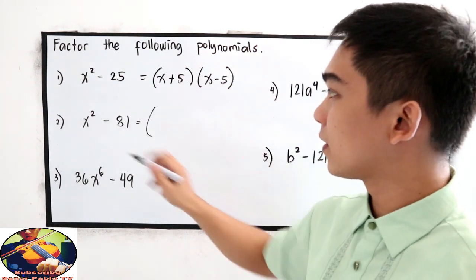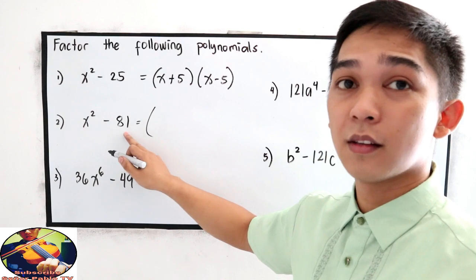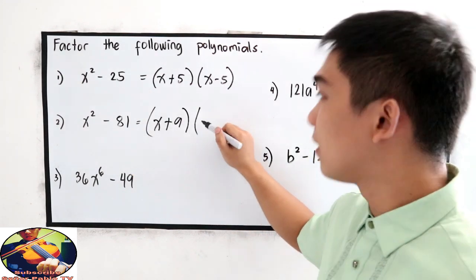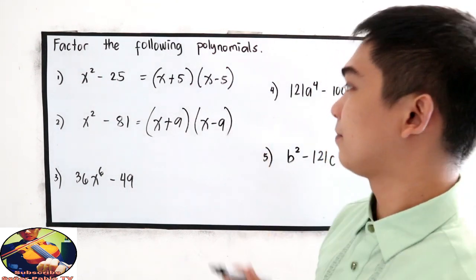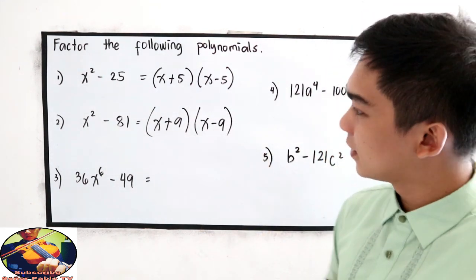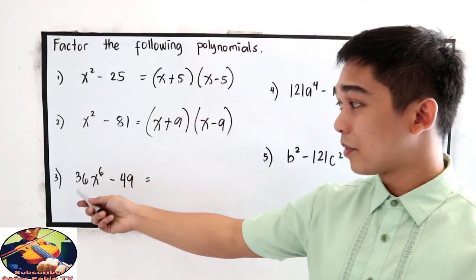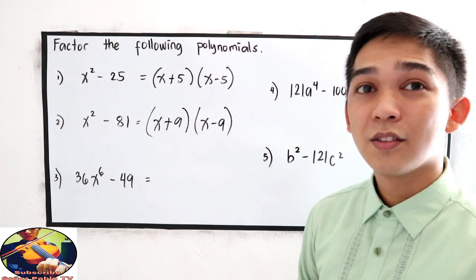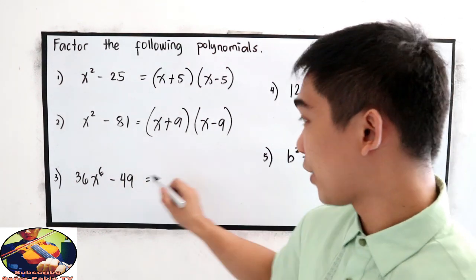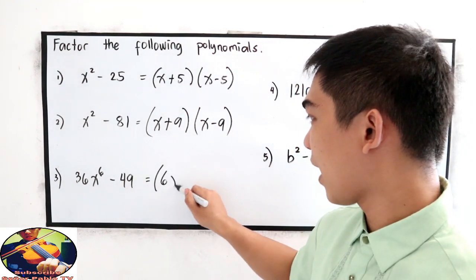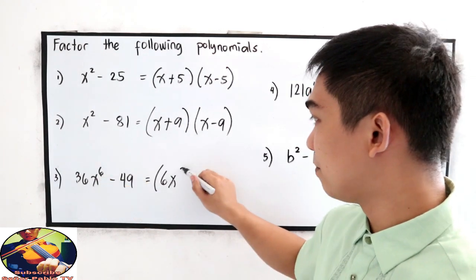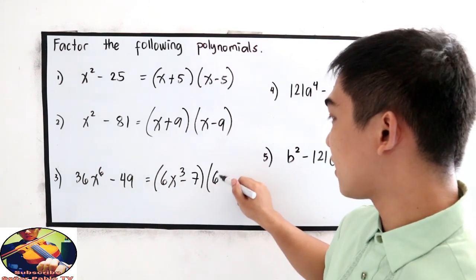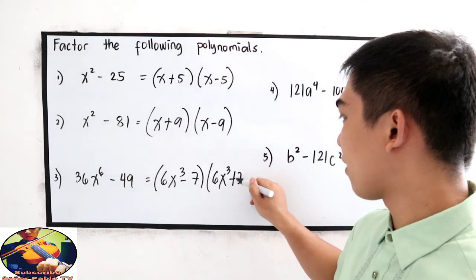Next, x squared minus 81. So this is x plus 9 and x minus 9. Number 3, perfect square and another perfect square. Difference of two squares. So we have 6x cubed minus 7 and 6x cubed plus 7.